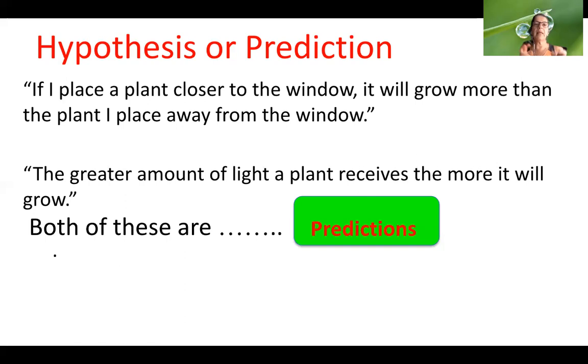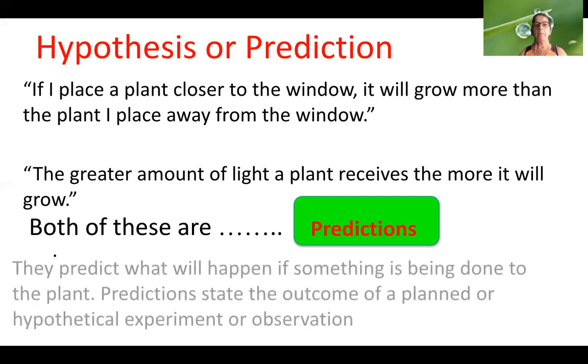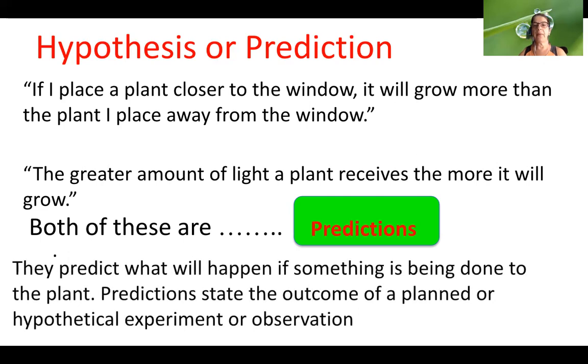So this is sort of like a hypothetical experiment, or it could be an observational experiment. I'm observing plants under different light conditions, and I predict that the plants that will receive more light will grow more than the plants that will receive less light. So again, this is a prediction. Both of these statements predict what will happen if something is being done to the plant. Predictions really state the outcome of a hypothetical experiment or observation. So the second statement really is a prediction of either a hypothetical experiment or an observation.